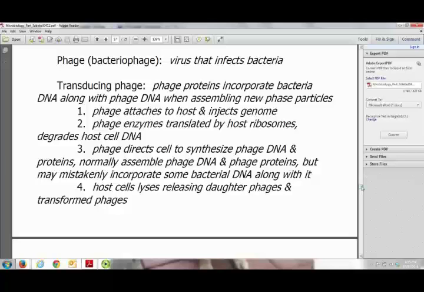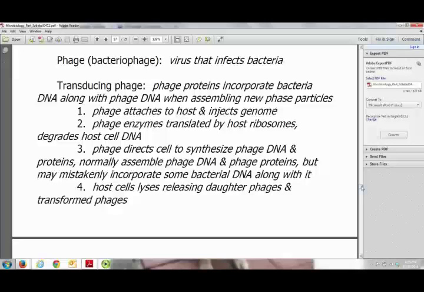So here the bacteria is injected with enzymes or instructions to make these enzymes that basically take the host cell machinery hostage. The phage is going to direct the cell to synthesize phage DNA and proteins. Then it will normally assemble the phage DNA and phage proteins, but sometimes it may mistakenly incorporate some of the bacterial DNA along with it.